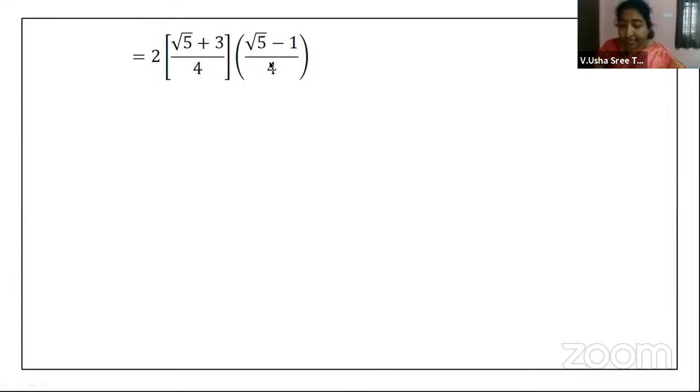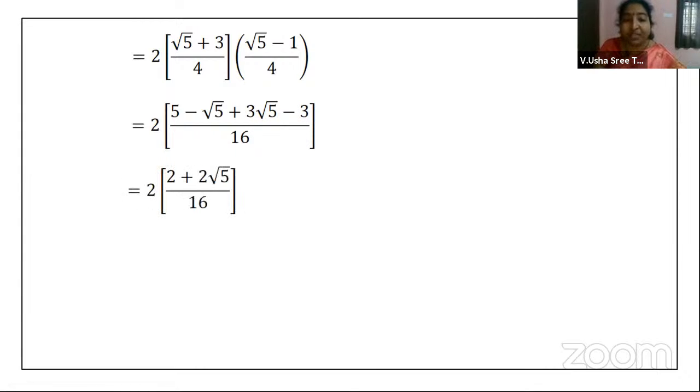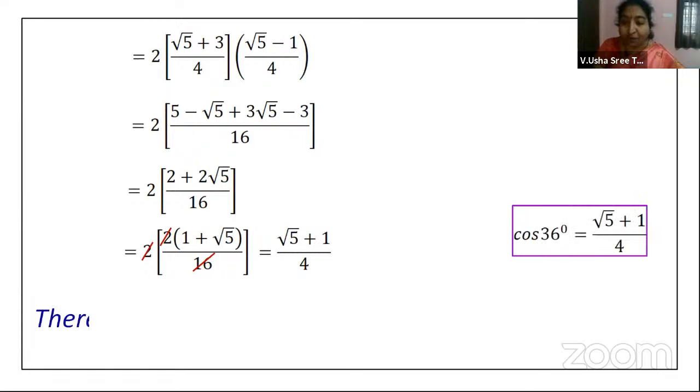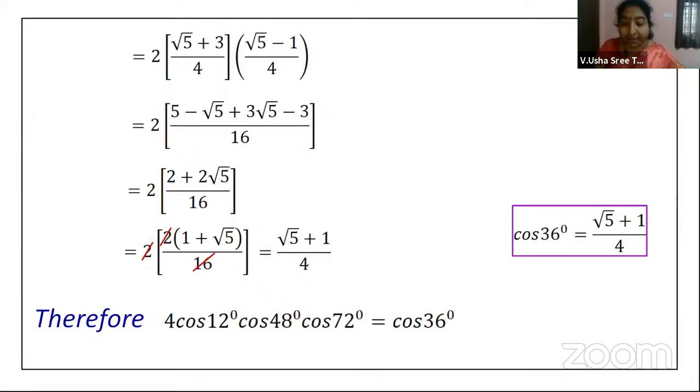Now children, we will multiply these two brackets. You will have 2 into (root 5 times root 5 which is 5, minus root 5 into 1 is root 5, 3 into root 5 plus 3 root 5 minus 3) by 16. 5 minus 3 is 2, and minus root 5 plus 3 root 5 is 2 root 5. Therefore, you have 2 into (2 plus 2 root 5) by 16. We can take 2 common in the numerator over here, right? So when you take 2 common, it will be (1 plus root 5) by 16. Of course, 2 outside. Then this 2 and 16 when you cancel, your denominator will be only 4. That is (root 5 plus 1) by 4. Just now we have seen what is (root 5 plus 1) by 4. It is nothing but cos 36. Therefore, we can say 4 cos 12 cos 48 cos 72 is equal to cos 36 degrees. Right?